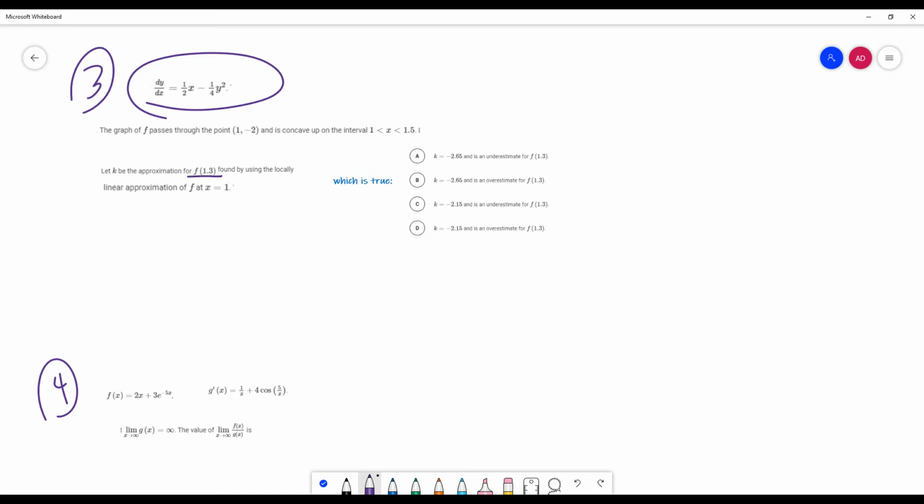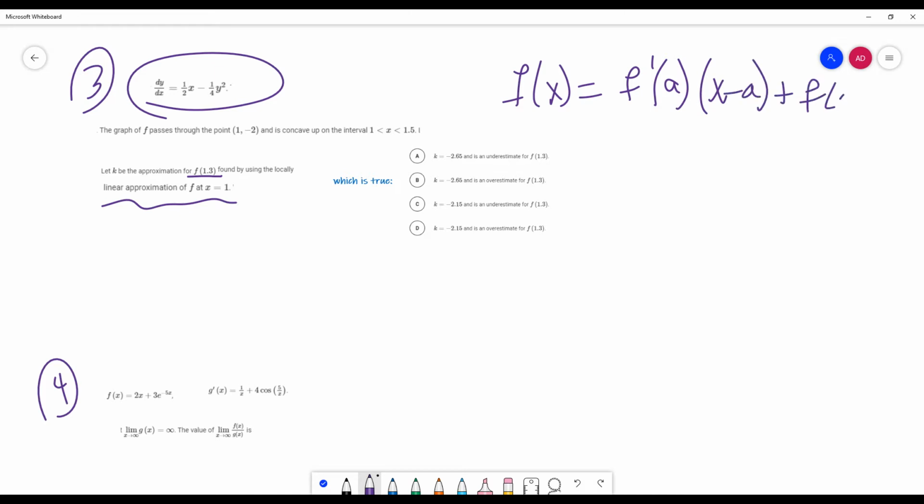Now, if you have to, pause this. I cut and pasted the question out, but hopefully you know where the question's coming from. All right, so I'm going to use a linear approximation at x equal to 1. Now, for starters, don't forget what we talked about in class. f of x is equal to f prime of a times x minus a plus f of a. Okay, and don't be scared. f prime, remember, is dy/dx at x equal to a.